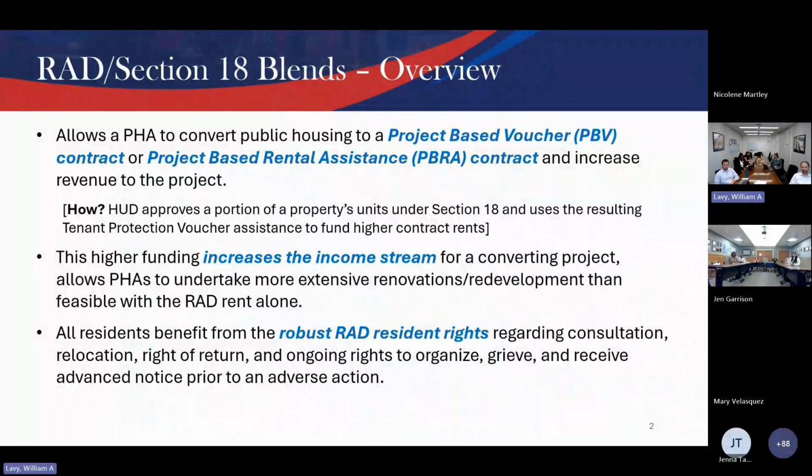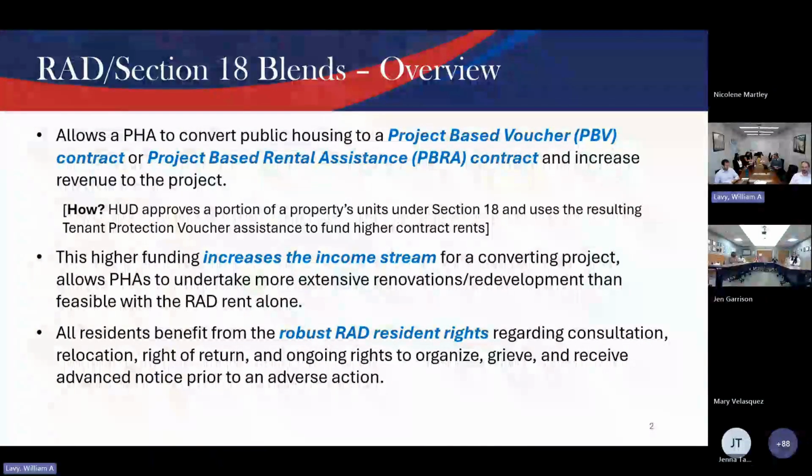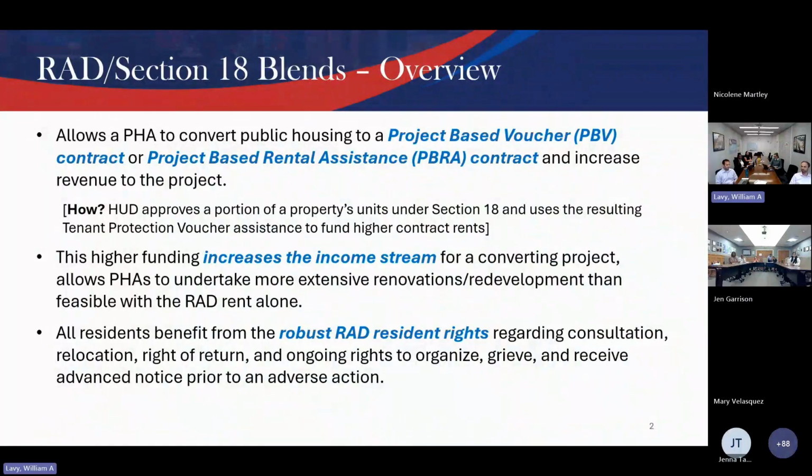But the key thing is this results in a higher income stream for the converting property, which allows a housing authority to take on deeper renovations of the property or to redevelop the property. And really importantly, it comes along with a lot of the RAD flexibilities and waiver authority that we have.